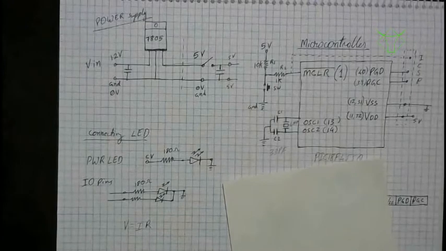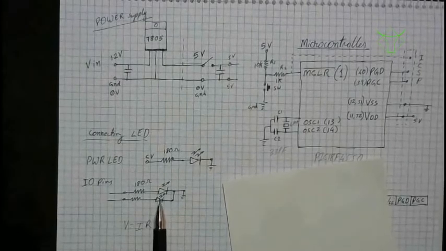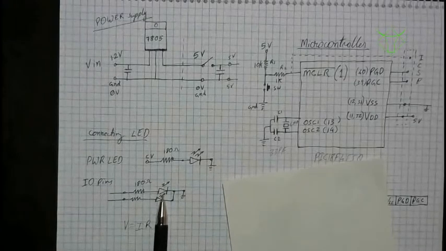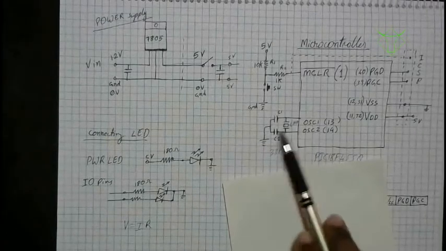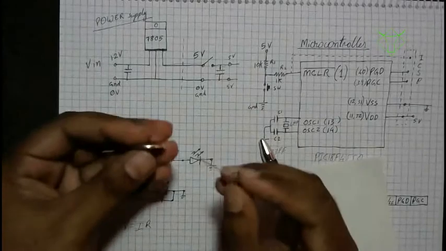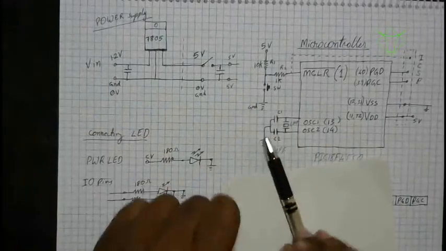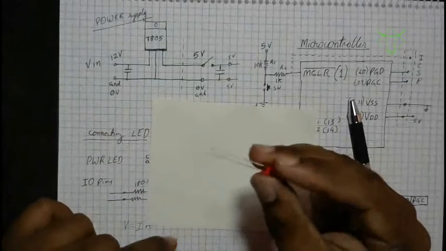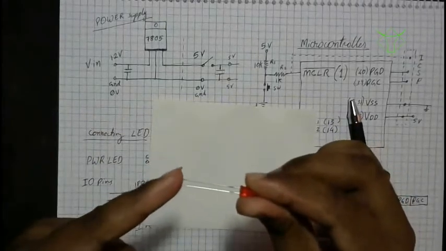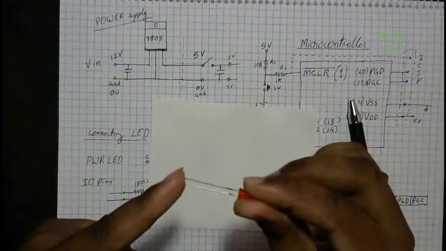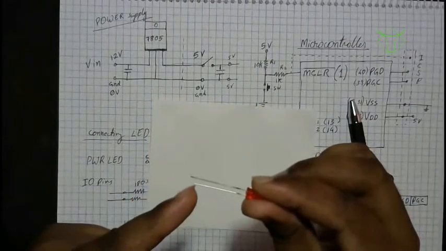Okay, one more thing I want to tell you is, while connecting LEDs, make sure these LEDs are connected in proper polarities. Let me show you on the board itself. If you can see this LED, there is one pin lengthier than the other. There is one lengthier pin and one shorter.